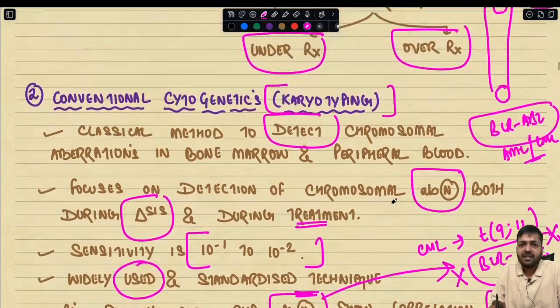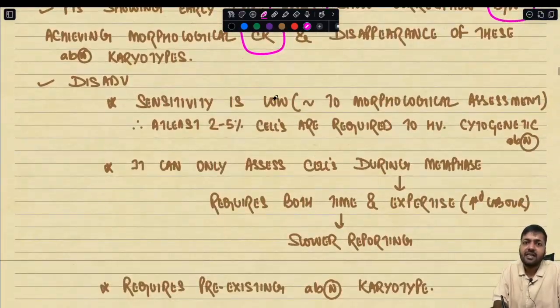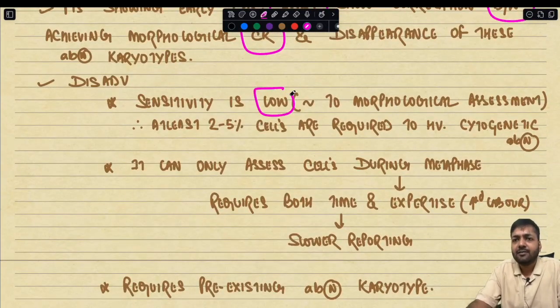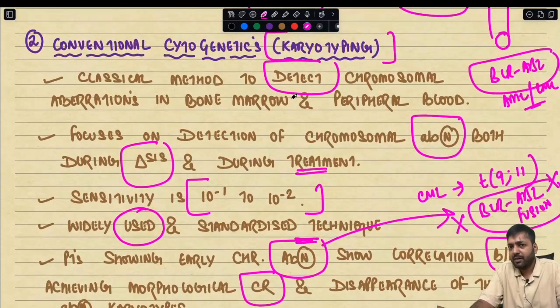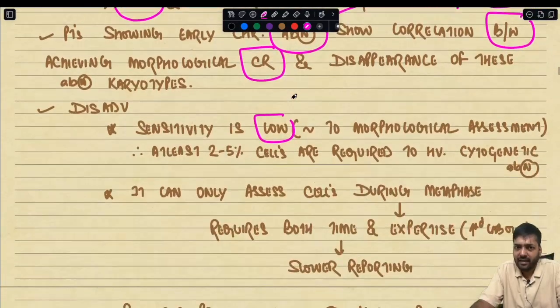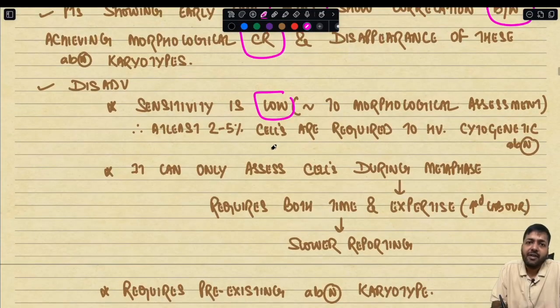So what is the disadvantage of this cytogenetics? The sensitivity is quite low. It is not as low as the traditional morphological method, but it is a bit low. The only advantage is that along with MRD detection, they are also good for diagnostic purpose for detection of the chromosomal abnormality. Okay, so the sensitivity is low.